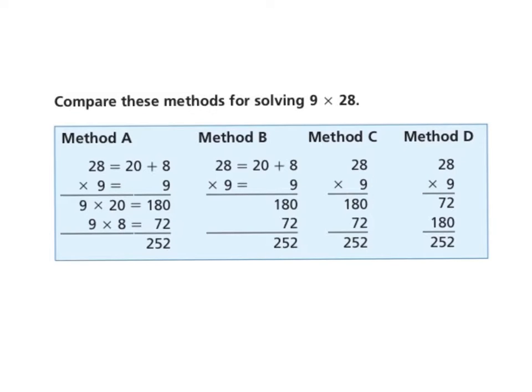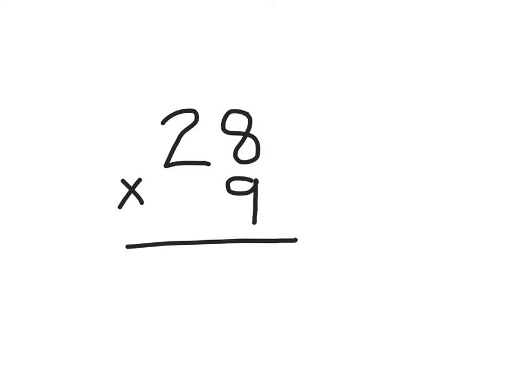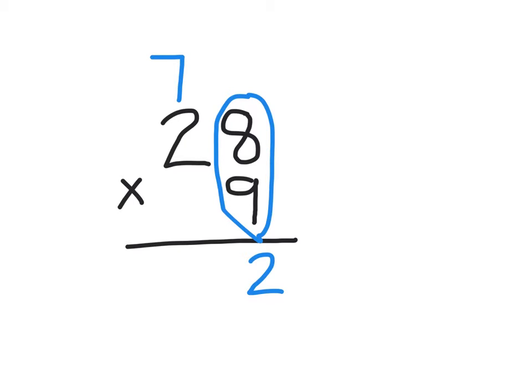Now, boys and girls, I'm going to show you how to use the shortcut method when multiplying. My problem is 28 times 9. So the first step, boys and girls, that I'm going to do is multiply my 9 times 8, which is my 1s. So 9 times 8 1s equals 72 ones. I have 2 1s, and then I bring my 7 tens to my tens column.